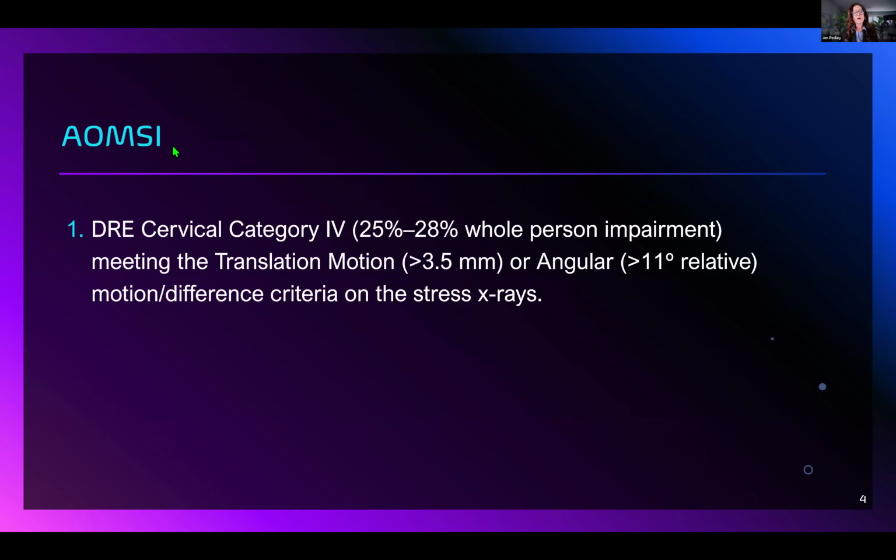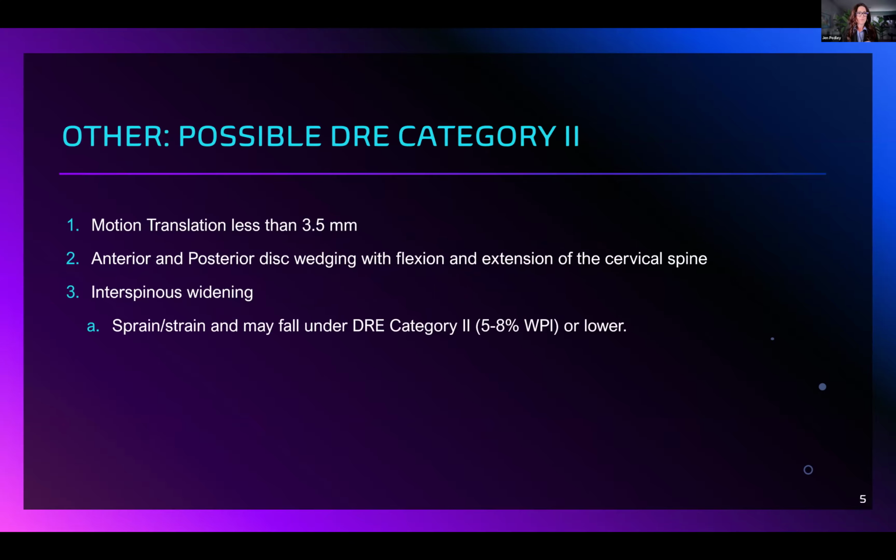The AOMSI that we want to focus on again is going to be in category 4. And that is where we get the whole person impairment of 25 to 28%. And those two areas that we're going to be measuring are the translation motion, which has to be greater than 3.5 millimeters, and then the angular motion difference of greater than 11 degrees. So we'll be showing some examples today.